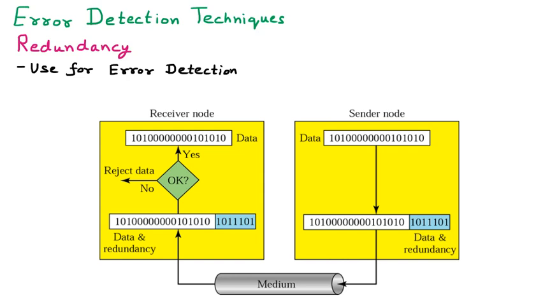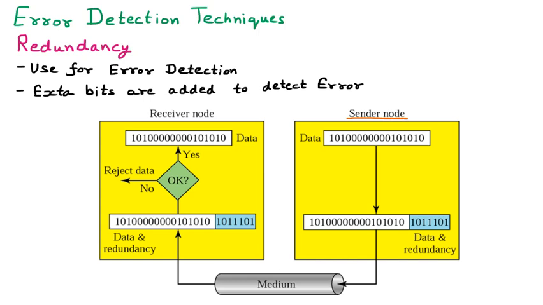at the destination. Now, to understand the working of redundancy, first of all we are understanding this diagram. Let us suppose that we have the sender node. Sender node means we have a sender. Now at the sender we have some data. So let us suppose this 1010 sequence is the data that we are sending. So first of all, the sender sends the data.